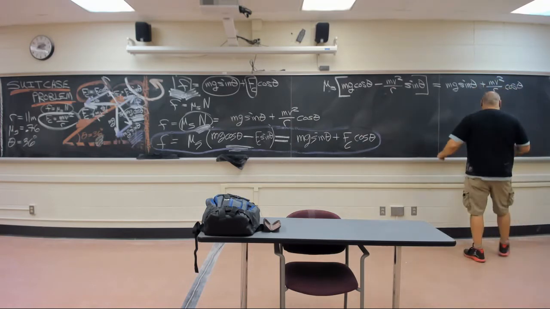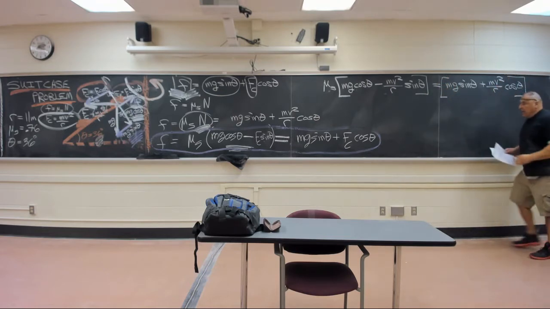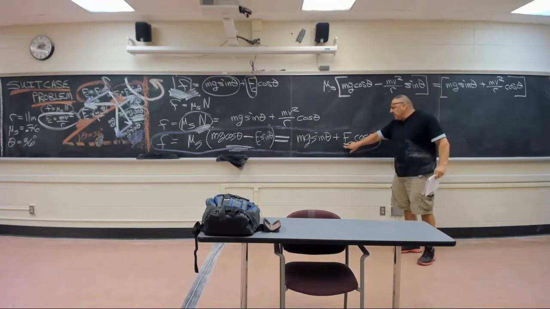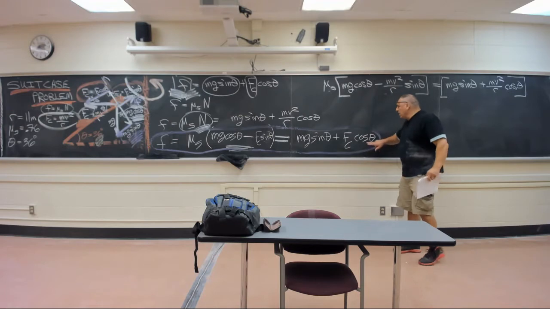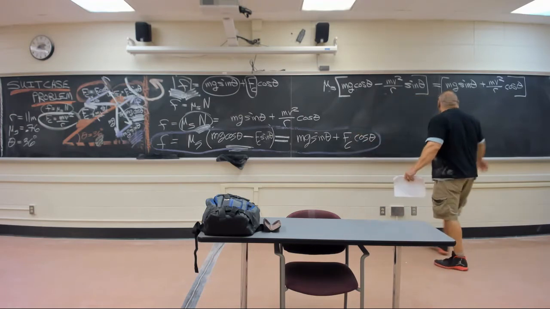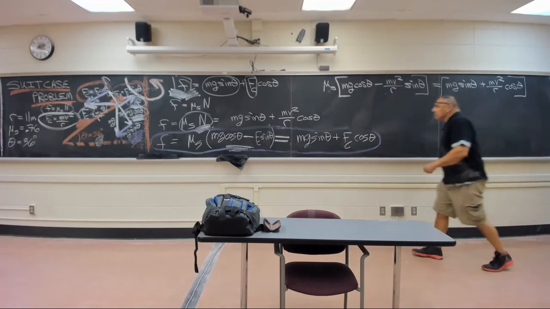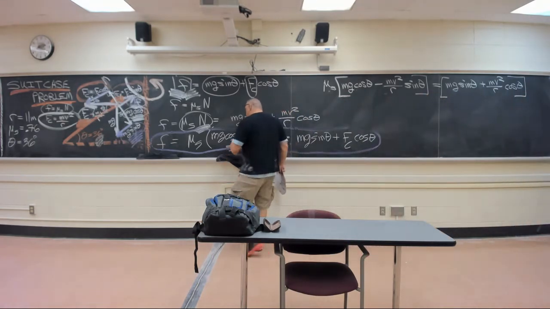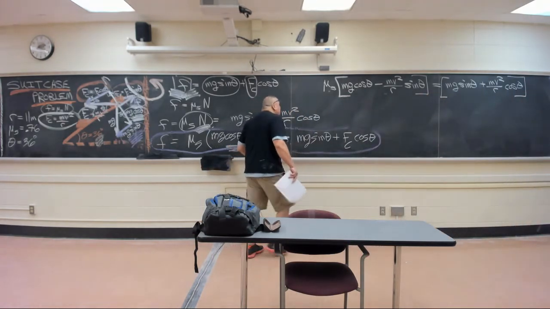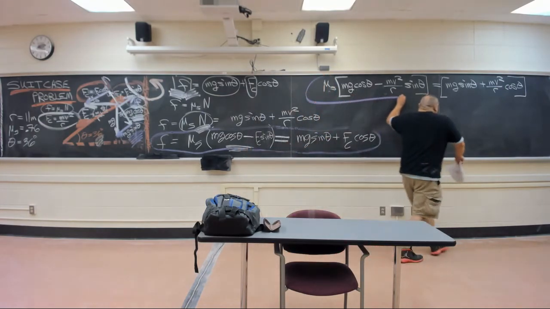Absolutely true. What did I just do? Now let's make sure we see what I just did. Here's FC again. This FC is mv squared over r, and multiply by cosine theta. There it is. Yeah, that's a lot. How important is that? It's the whole problem, guys. It's basically the whole problem.